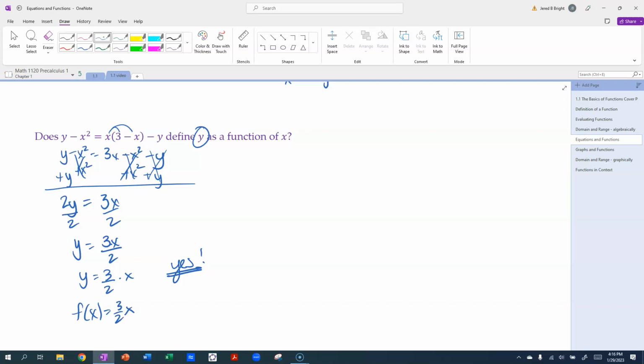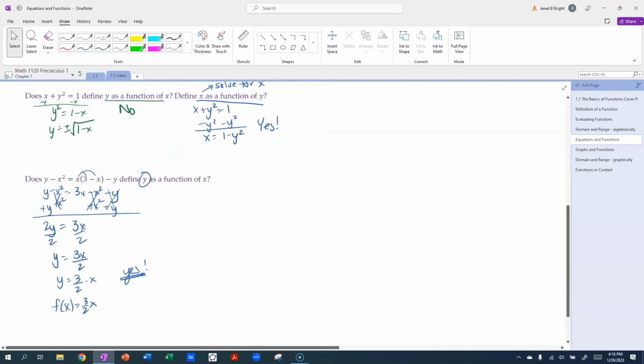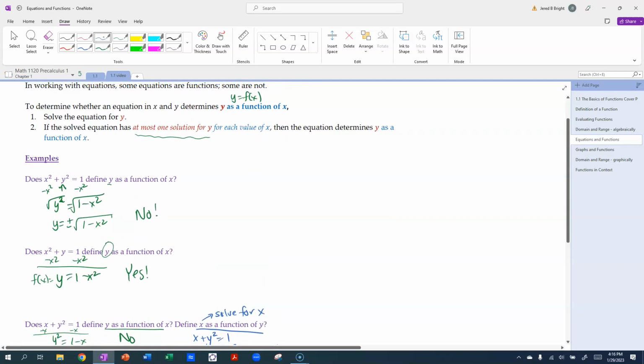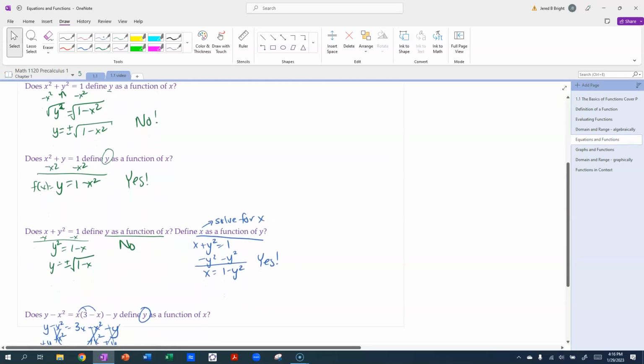So when you're encountering the language y as a function of x, that means y has to be isolated, and also for any input of x, you get one output for y. Also, we went through an example where we had the language reversed, where we had x as a function of y. So just be careful what the language is saying. You may need to solve for the other variable.